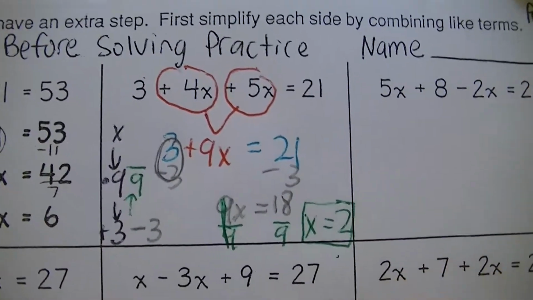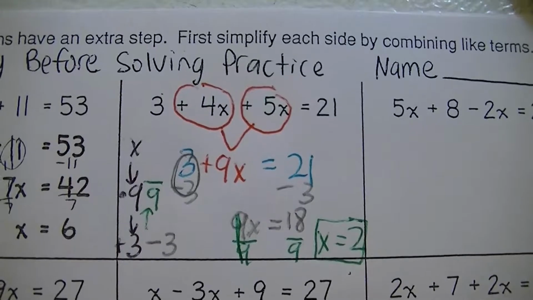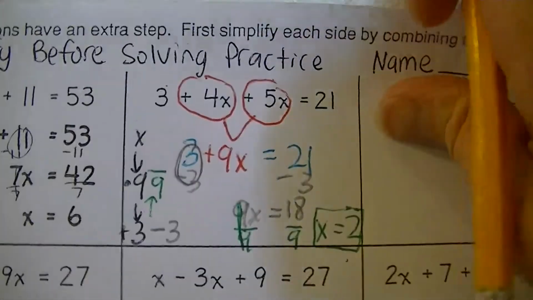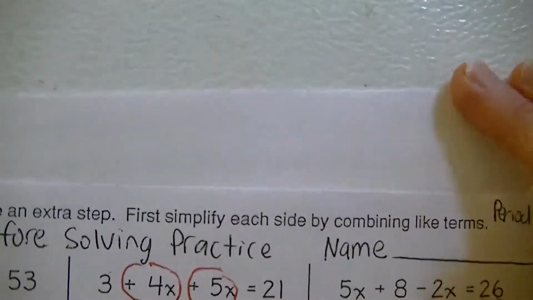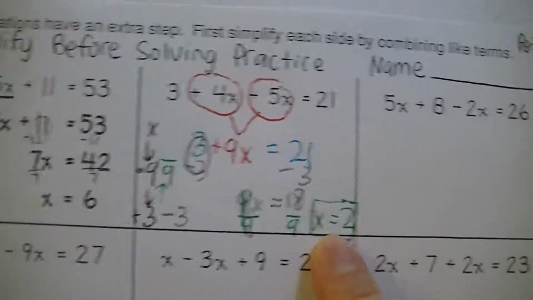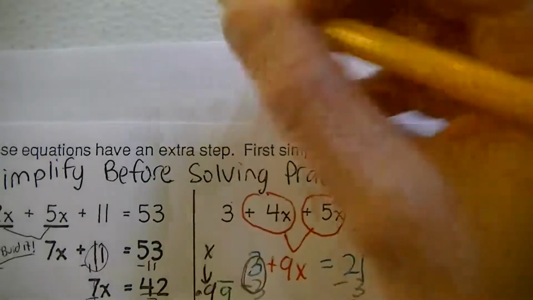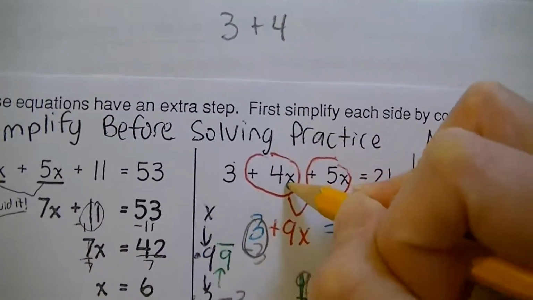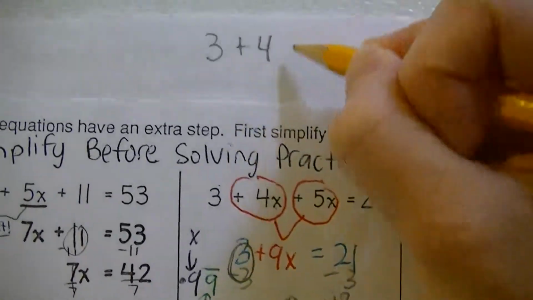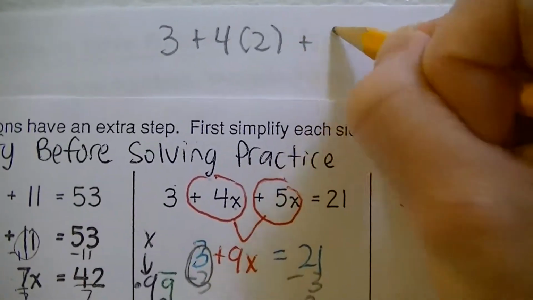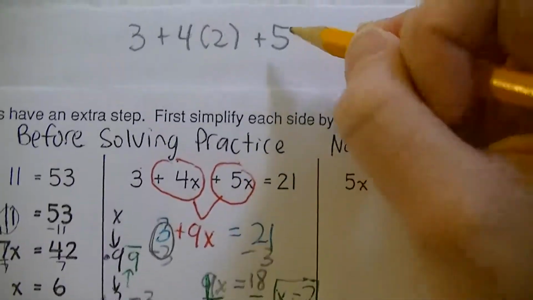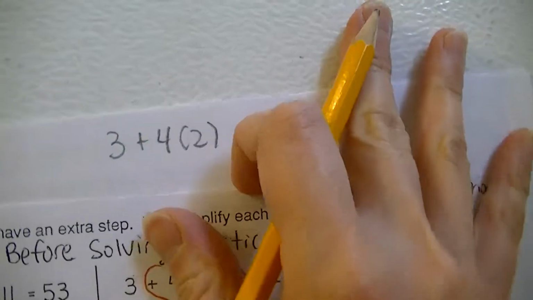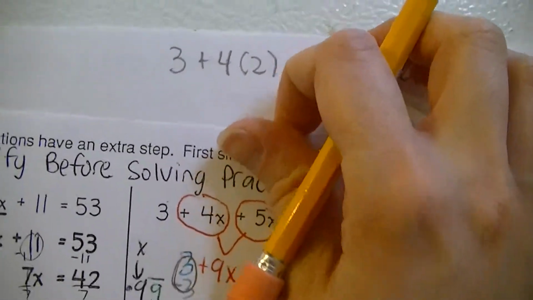Now to check your solution, which you don't have to do on this particular worksheet, but you do have to do for any assessments, all that you would do is substitute the value that you got for the answer into the original equation. So you would write down the original equation, and instead of putting that x there, you're going to put that 2, because that's your solution, everywhere that you see the variable of x. Okay, and then you'll go ahead and use order of operations to solve this.